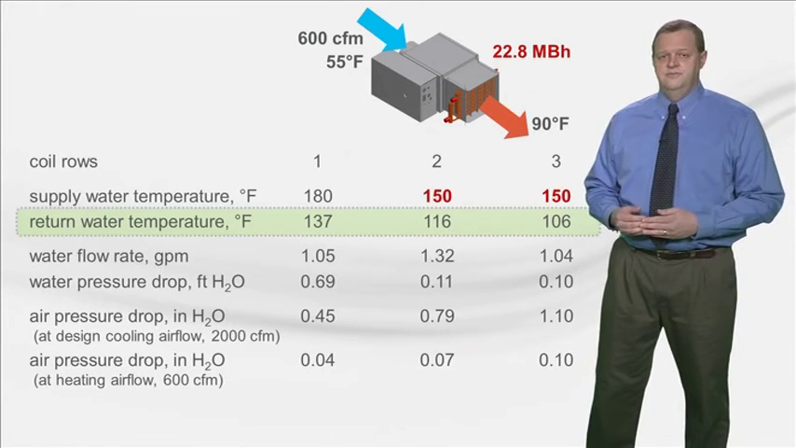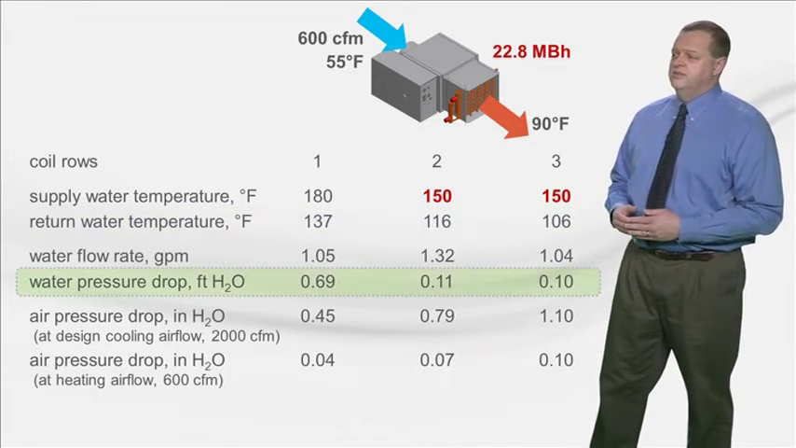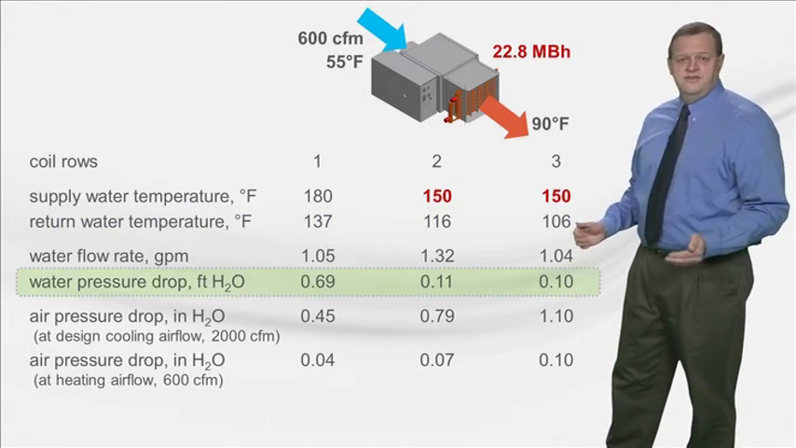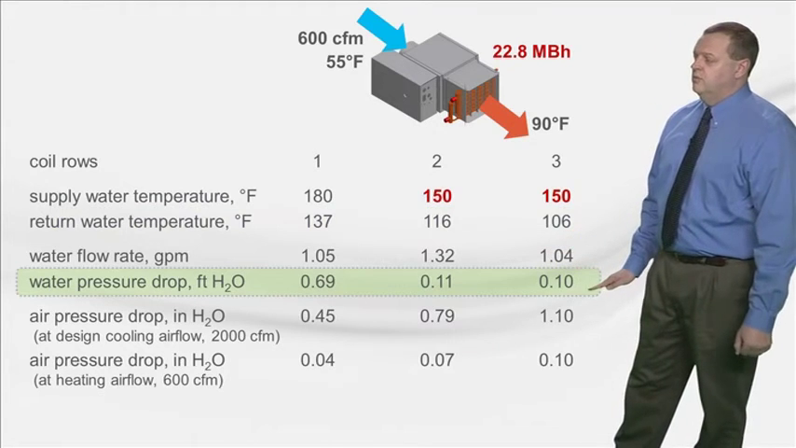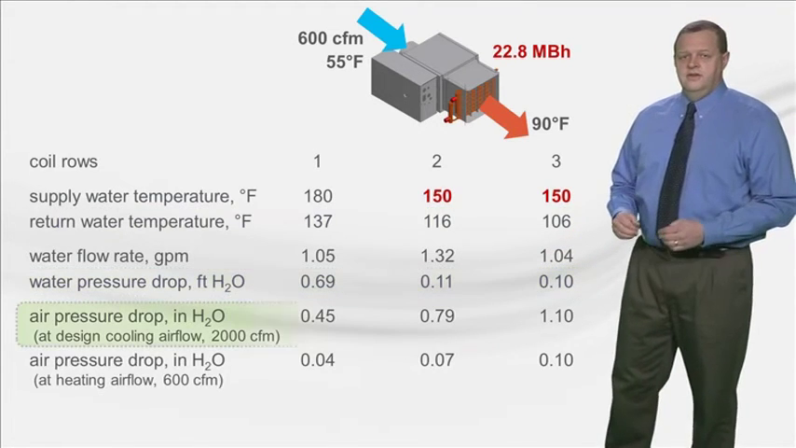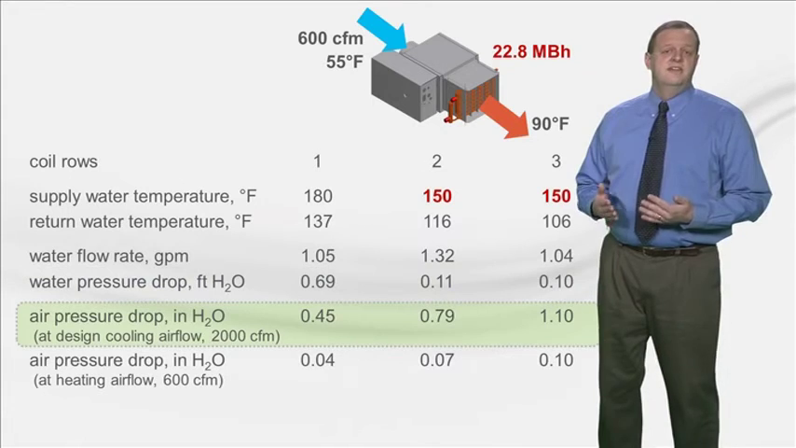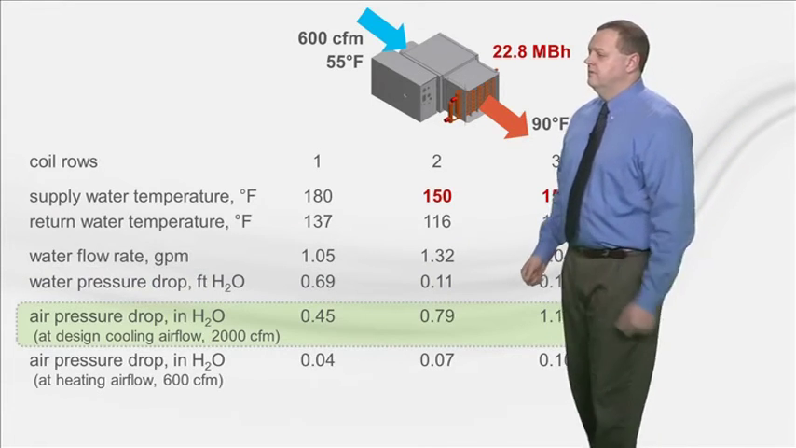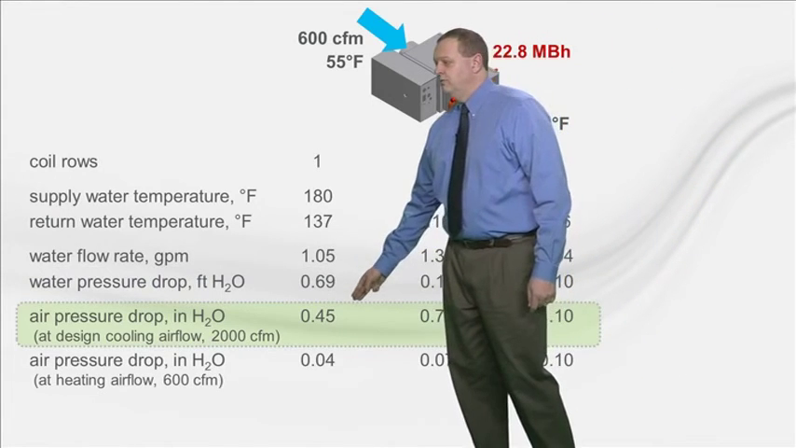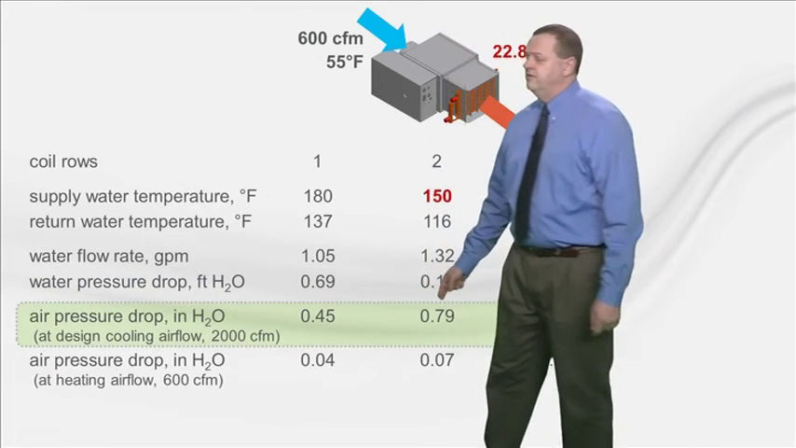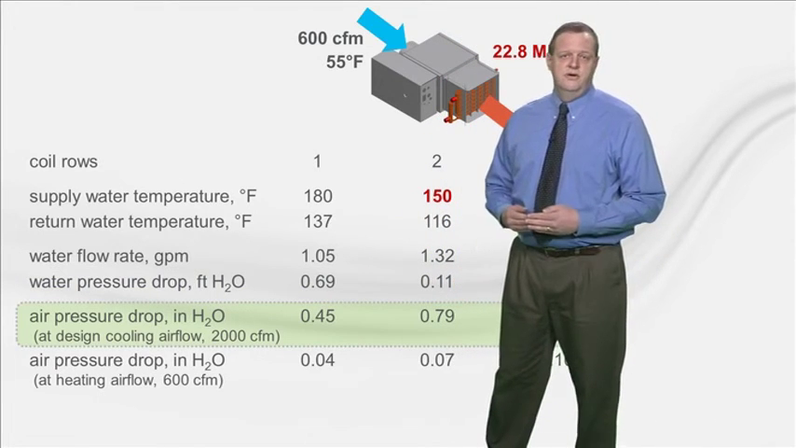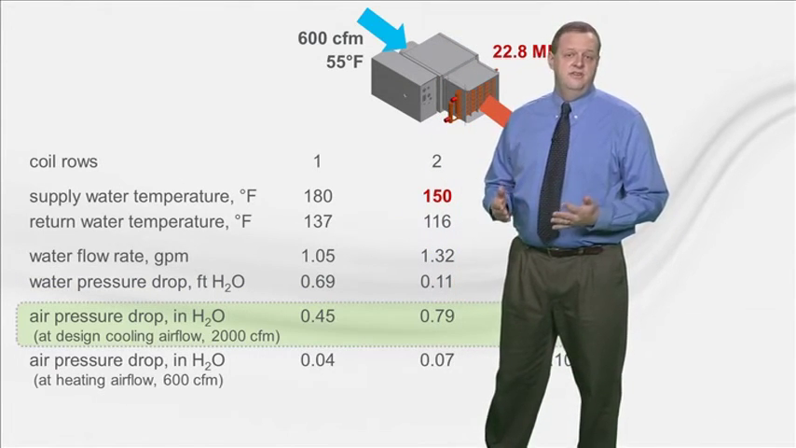a condensing boiler. In addition, the multiple row coils allow for different circuiting, which results in a lower water pressure drop. Of course, a drawback of more rows is an increase in air pressure drop. 0.45 inches for the 1-row coil versus 0.79 inches for a 2-row coil. Of course, this impacts fan energy use.